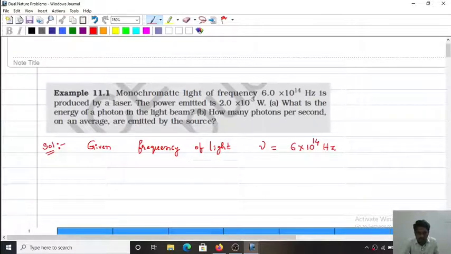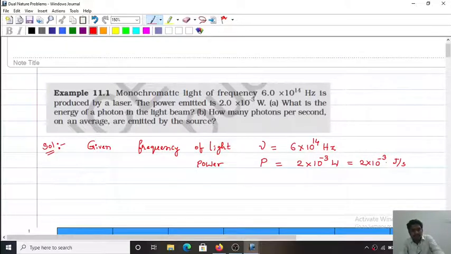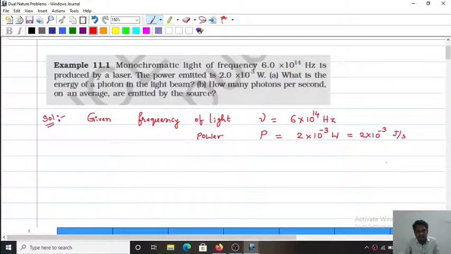Now what is the power? Given that power P equals 2 into 10 power of minus 3 watts, or 2 into 10 power minus 3 joule by second. This is another unit of power. And what is asked to find? What is the energy of a photon?